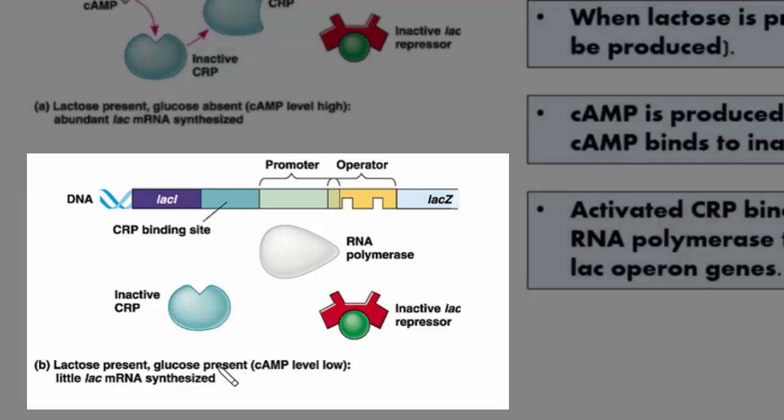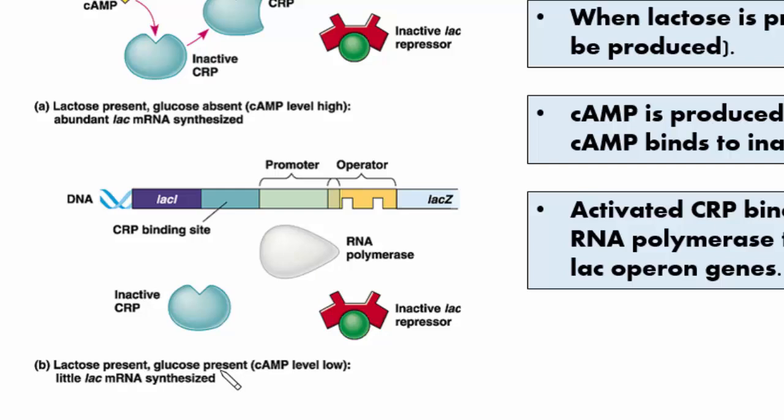There's plentiful glucose. In that case, there's not going to be as much cyclic AMP because it hasn't been converted into cyclic AMP. Therefore, we don't see cyclic AMP here. That CAP protein stays inactive, and then it doesn't bind to the lac operon. Therefore, RNA polymerase doesn't function as effectively.